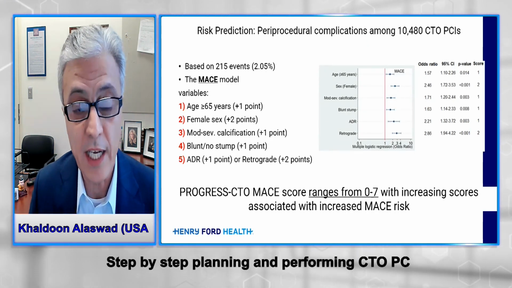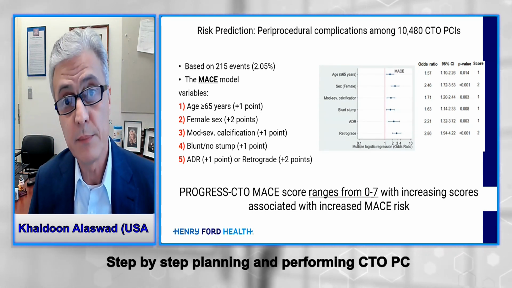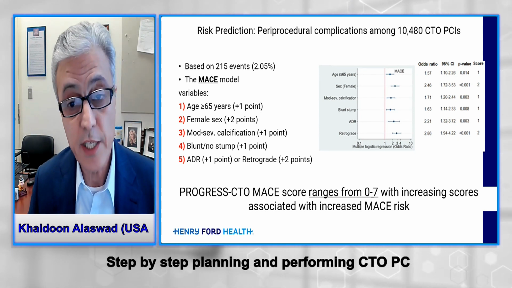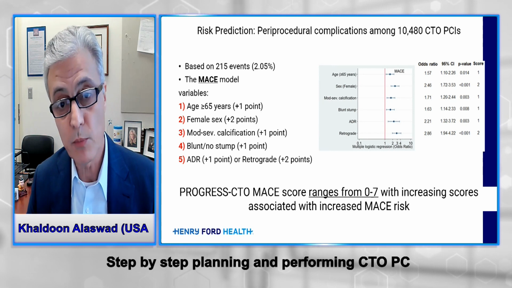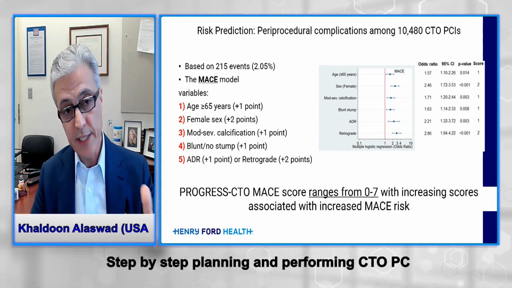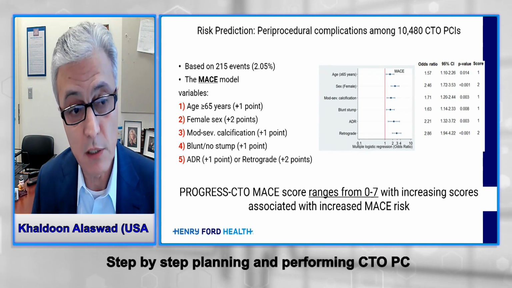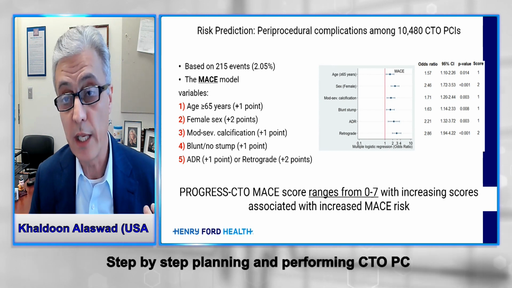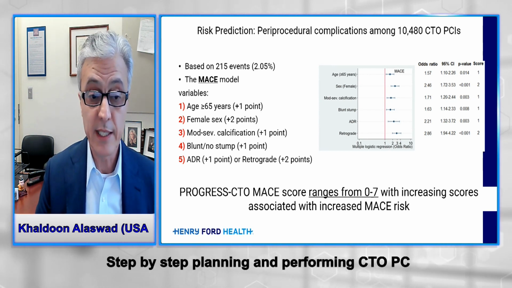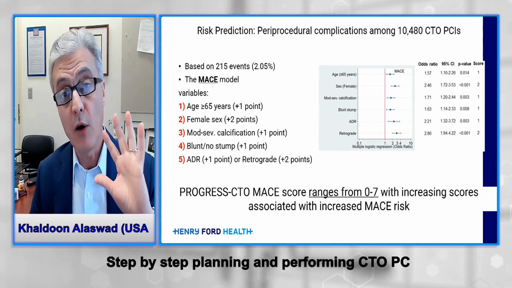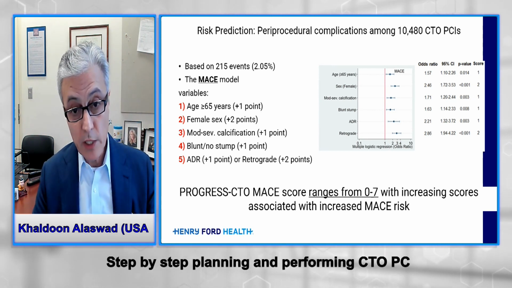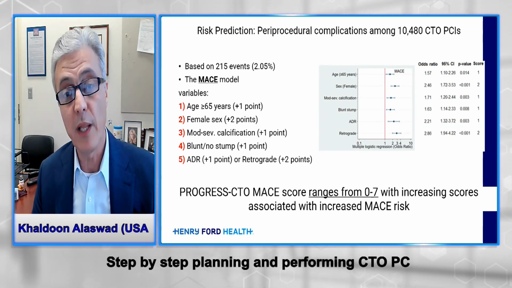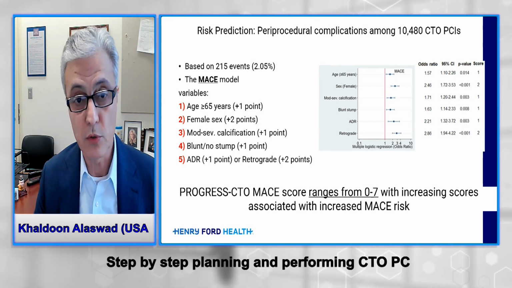Also, when you do CTO PCI, there are now algorithms to predict the complication rate. This is from the PROGRESS registry, and you can see multiple ones. There is one for mortality, one for pericardiocentesis or needing pericardiocentesis, but this is in general for MACE. So a patient above 65, female sex, calcification, ambiguous proximal cap, and antegrade dissection reentry or retrograde, they all expose the patient to higher risk. So you really have to look for these things before you start, and before you plan your strategy, so you can know what to do.